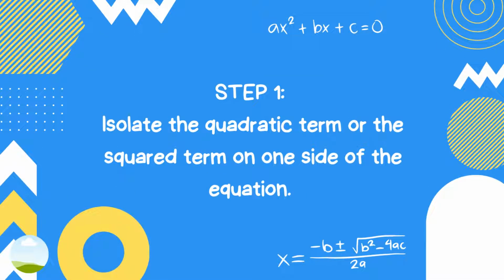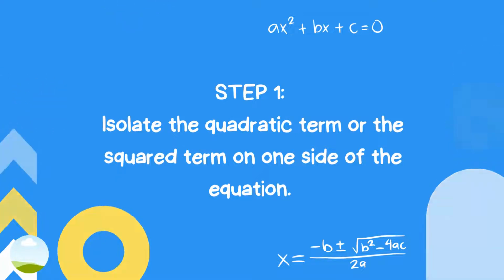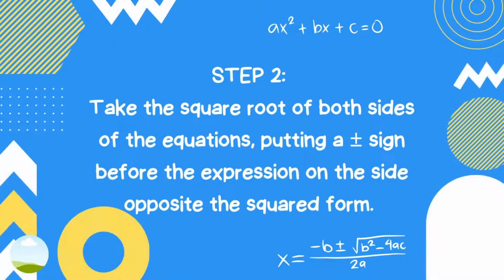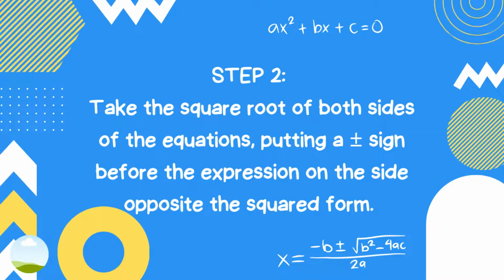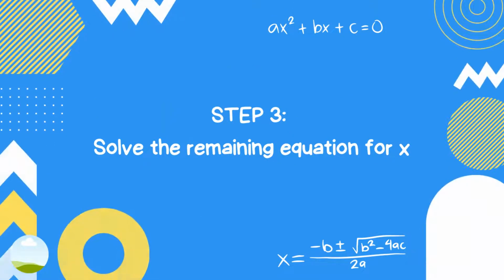The first step in solving a quadratic equation with the application of the square root property and extracting the square root is to isolate the quadratic term, or the squared term, on one side of the equation. In simple words, just move the constant, or the number without a variable or exponent, to the right, and leave the quadratic term on the left. The second step is to take the square root of both sides of the equation, putting a positive or negative sign before the expression on the side opposite of the squared form.